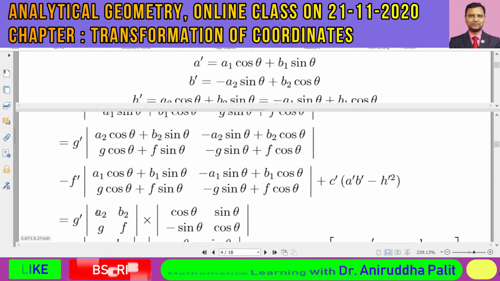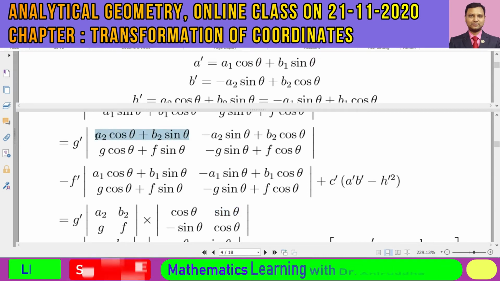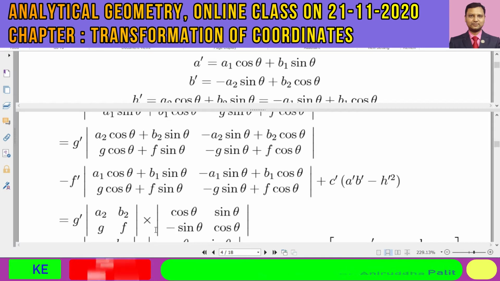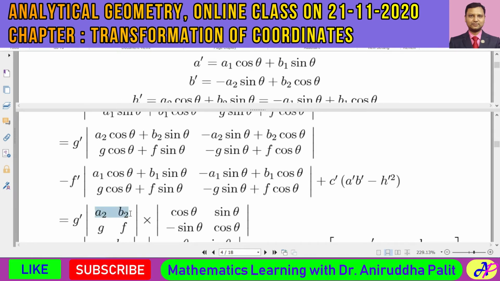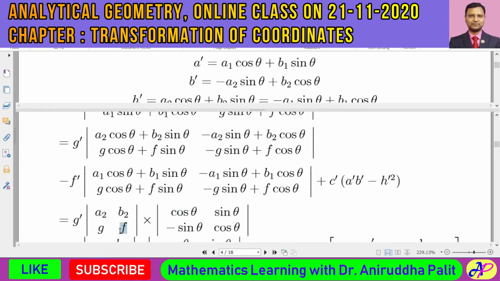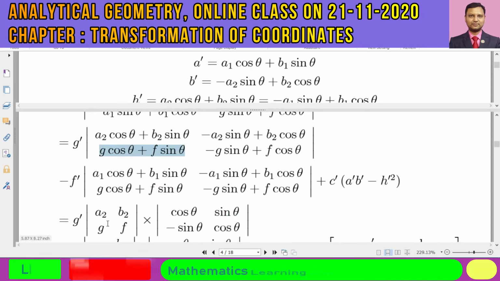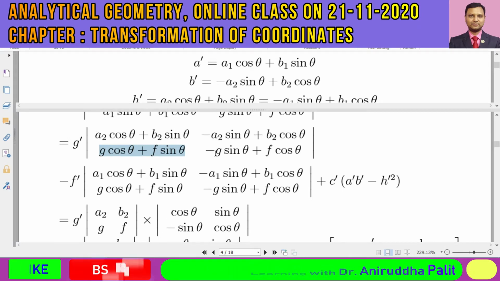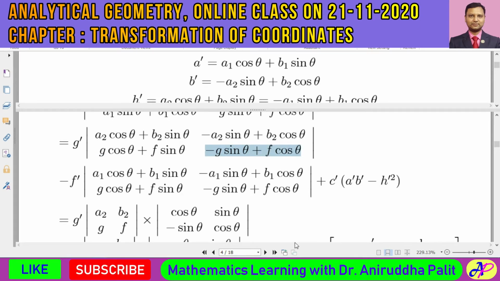Now over here a2 b2 is this row, so a2 multiplied by cos theta plus b2 multiplied by sine theta would give us this expression. Next, this a2 multiplied by minus sine theta, then b2 multiplied by cos theta would give us this kind of expression. Similarly, f into cos theta plus g into sine theta would give us this expression. And finally, g into minus sine theta plus f into cos theta would give us this kind of expression.